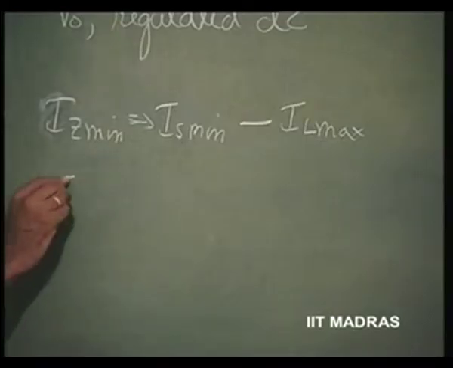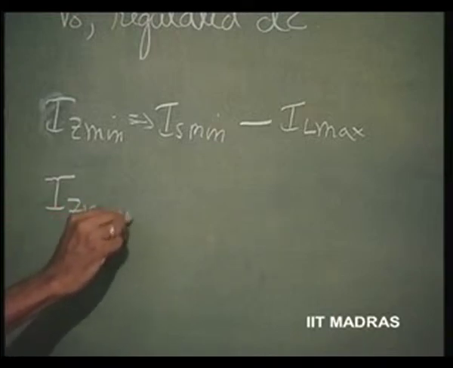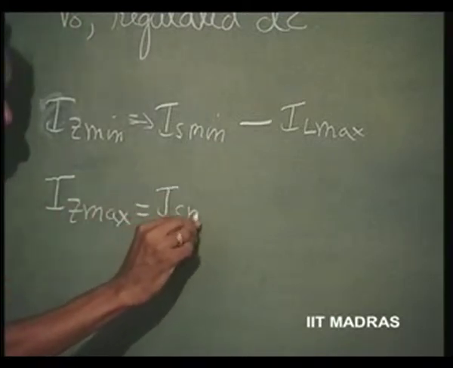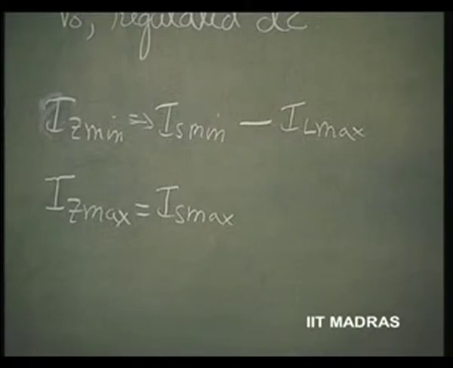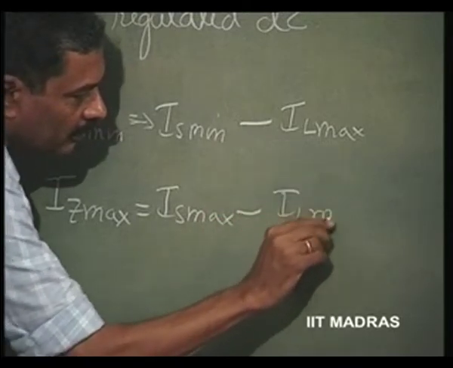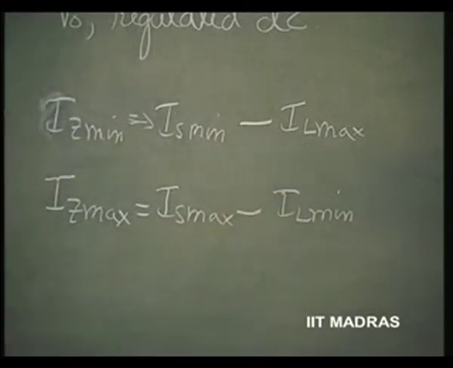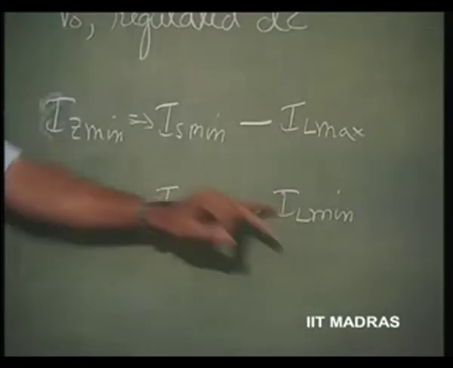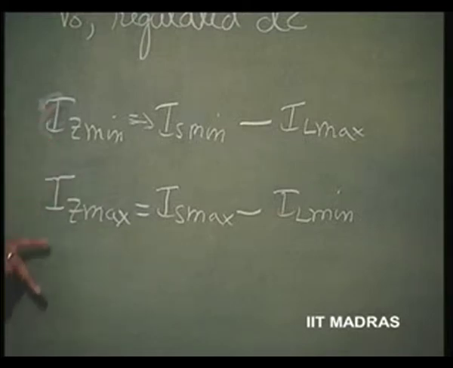What is I Z max? It is going to be I S max, from which we subtract the minimum possible load current. We already have I S minimum and I S maximum in terms of V I minimum and V I maximum, and if you are told what I L max and I L minimum are going to be, then I would know what I Z minimum and I Z maximum are.